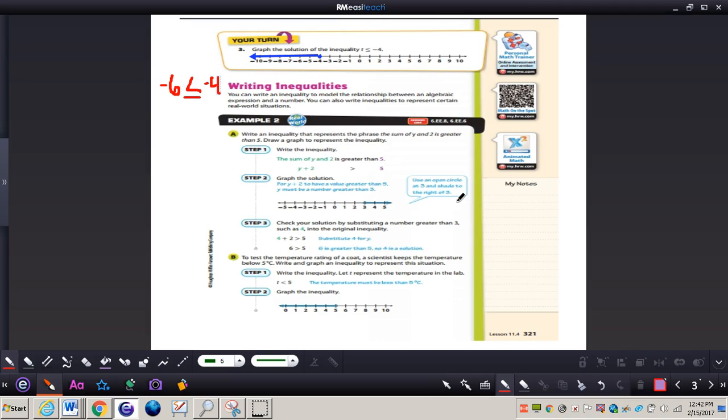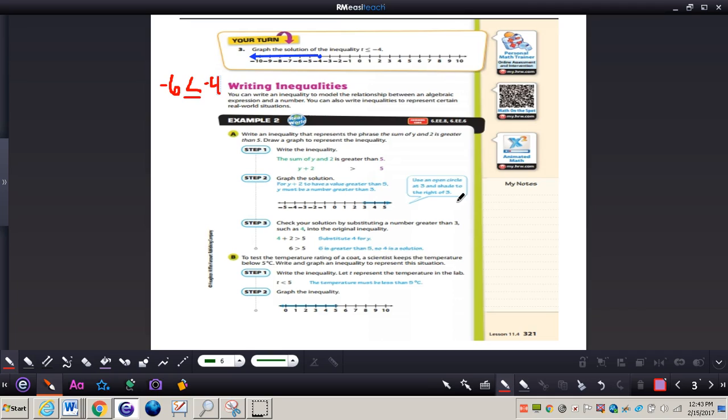6 is greater than 5, so we know that 4 is a solution. Now let's take a look at letter B. It says to test the temperature rating of a coat, a scientist keeps the temperature below 5 degrees Celsius. Write and graph an inequality to represent this situation.